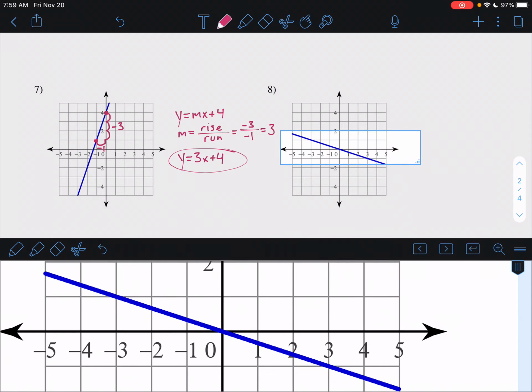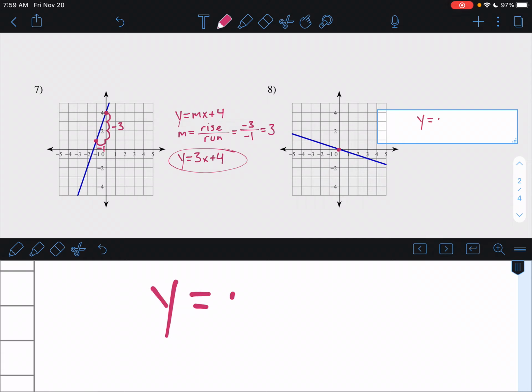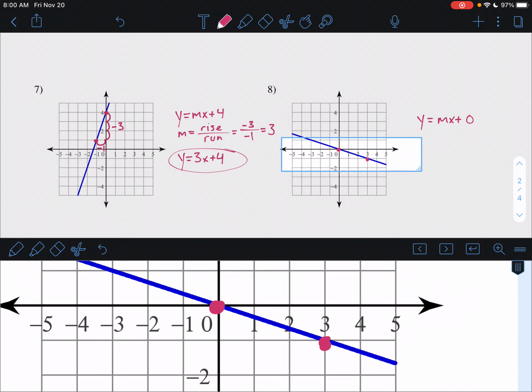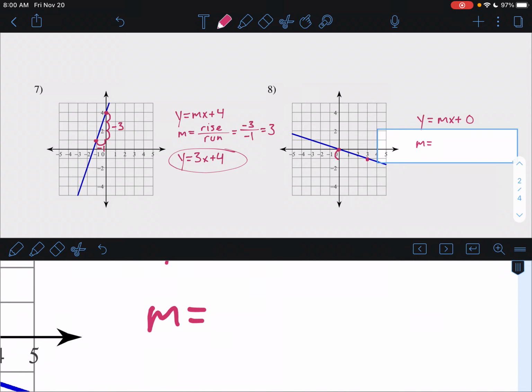And our last example here, number 8. So my y-intercept here is right there at 0. So I'm going to have y equals mx plus 0. And now I need to determine my slope. So let's see. It looks like it definitely goes to that point right there. So I want rise over run. So to get from my y-intercept to that other point, I should probably write that. So m equals rise over run.